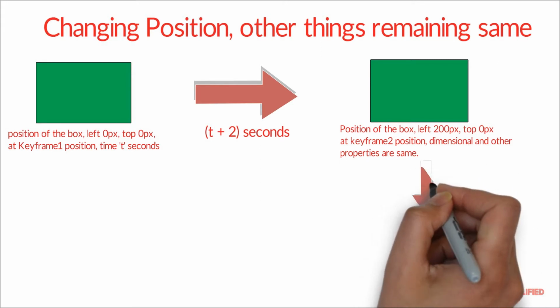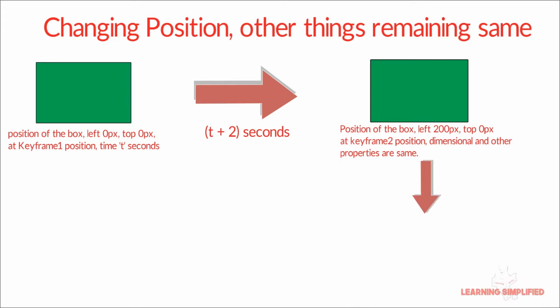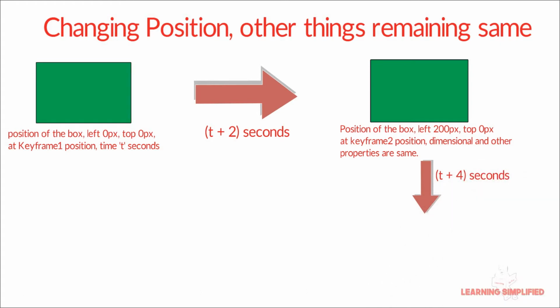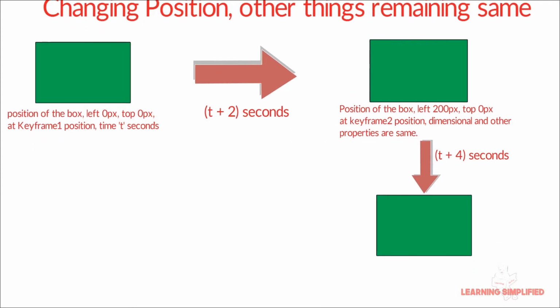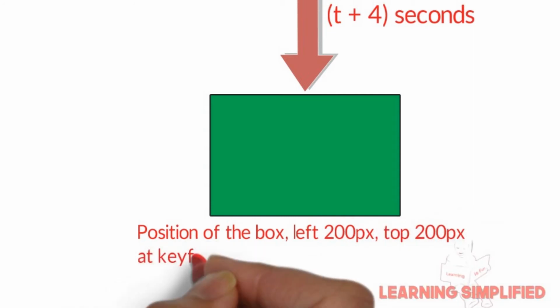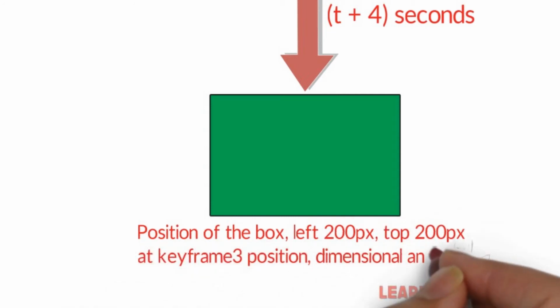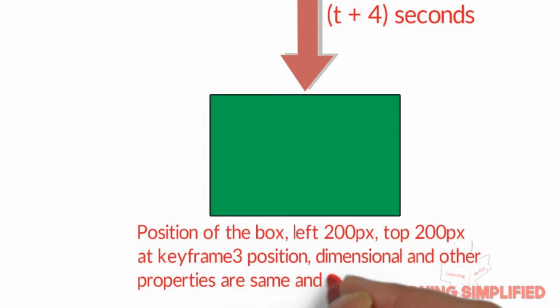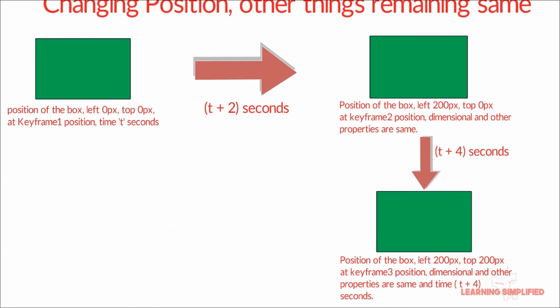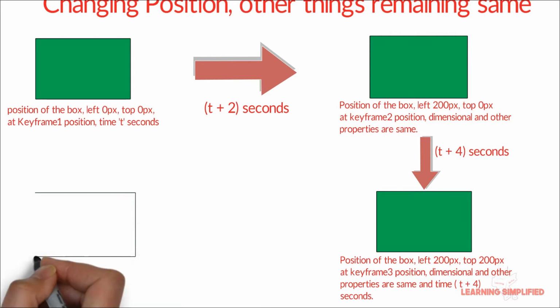Adding 2 more seconds to this context, that means 4 seconds after the initial position of 0 pixels 0 pixels and 2 seconds after the position of left 200 pixels top 0 pixels, we see that the position of the box is left 200 pixels and top 200 pixels at keyframe 3 position, dimension and other properties remaining the same.